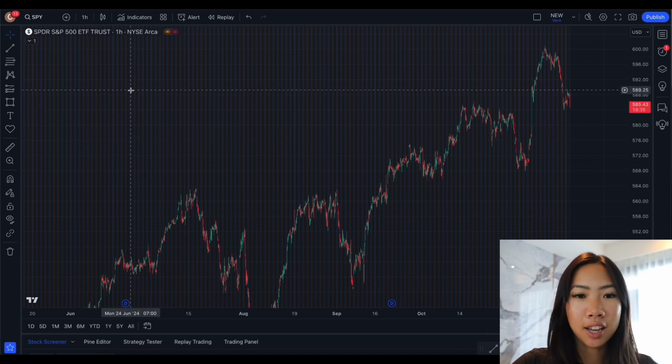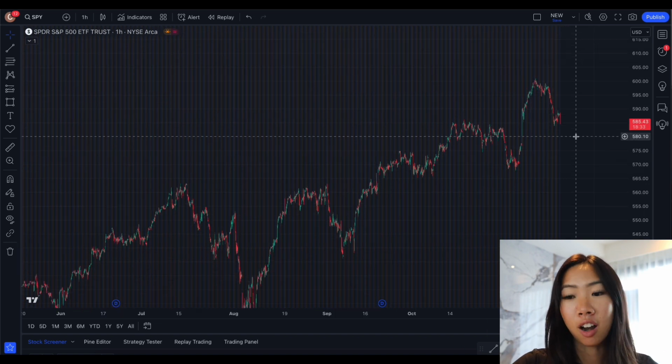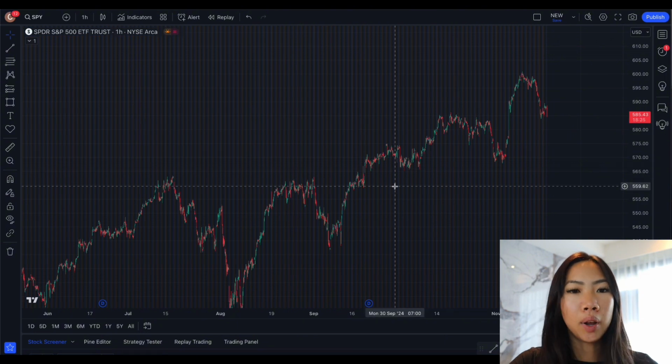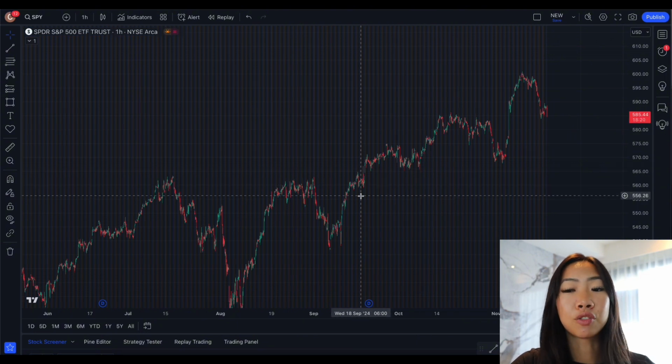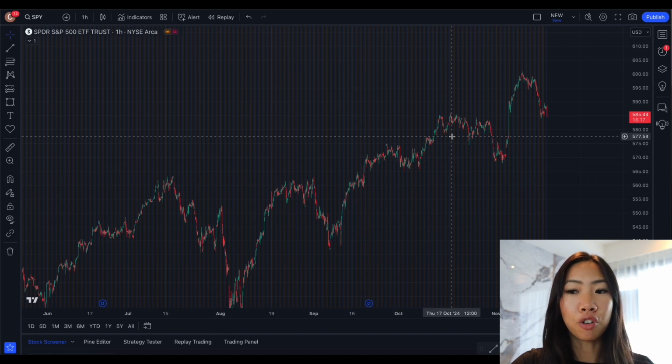So for the first understanding of this entire chart, I want to look at the 1 hour time frame. The 1 hour time frame is definitely my favorite to look at because it shows enough candlesticks for me to understand the bigger trend, the overall direction.